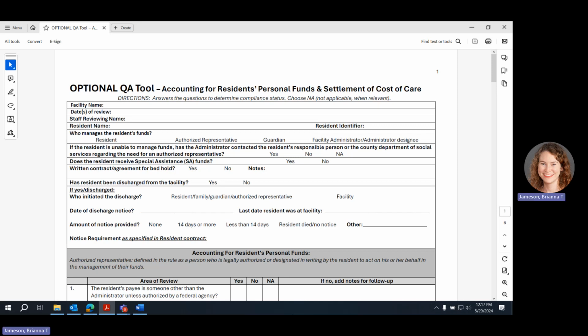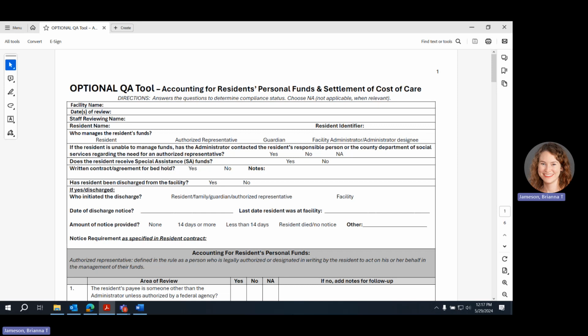Has the resident been discharged from the facility? You may circle any of the options. The options are yes or no. If yes/discharged, who initiated the discharge? You may circle any of the options. The options are resident, family, guardian, authorized representative, and facility.